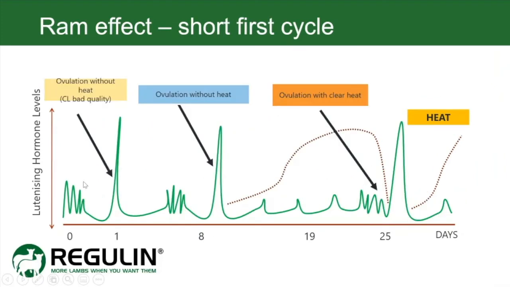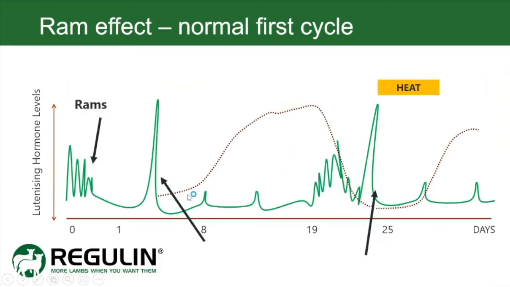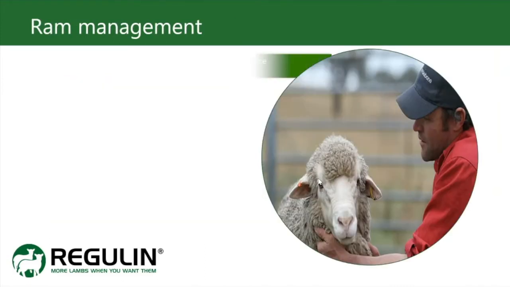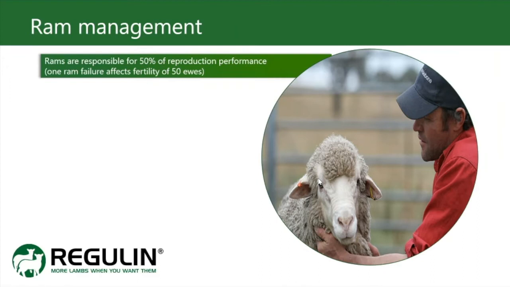So you see what happens is you get this extension. So this period here, when they talk about short cycle, is that period from here to here is significantly shorter. It's 7 days shorter. So you, in essence, get a weaker ovulation on the first short cycle, and it's delayed a week. So rams are responsible for 50% of the reproductive performance in a flock.